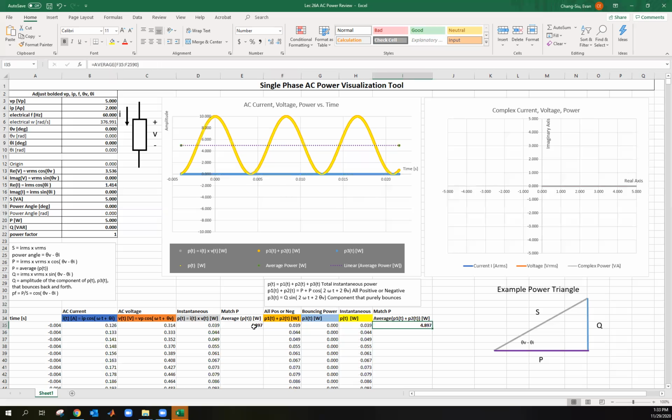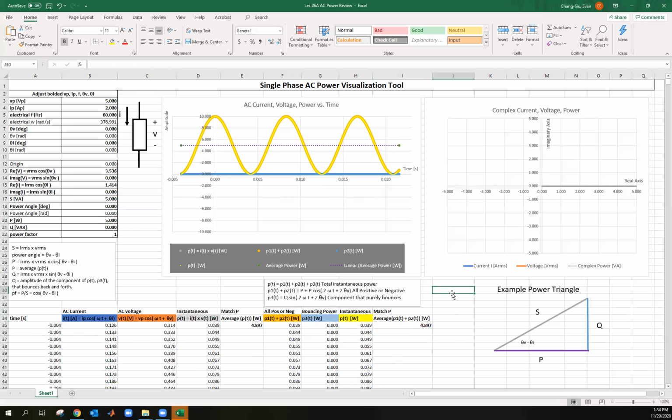Okay, these last two columns that I've shown here are just the average of these instantaneous columns. And notice they should match P, the real power. And we can look here, in this case, P is 5 watts, right? And look, these are pretty close to 5 watts, 4.8. If I had increased the time and averaged over a period, these would be bang on 5 watts, all right?